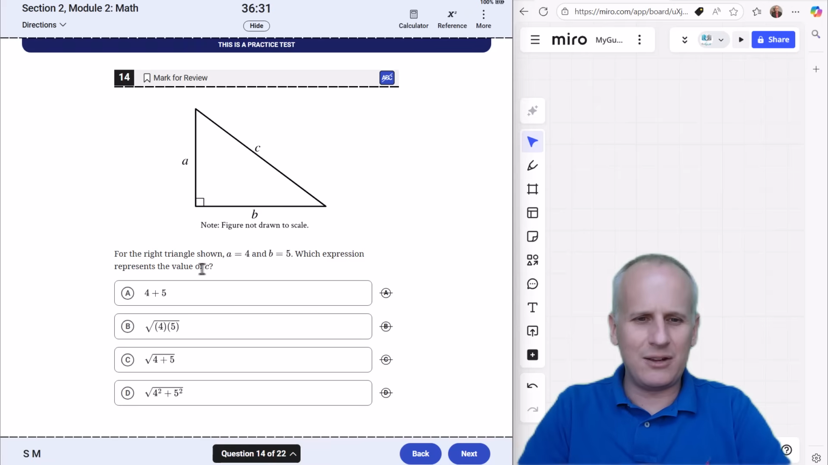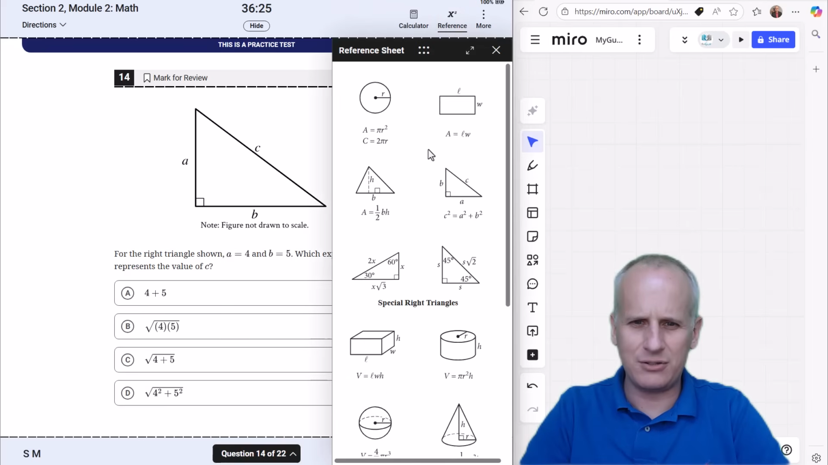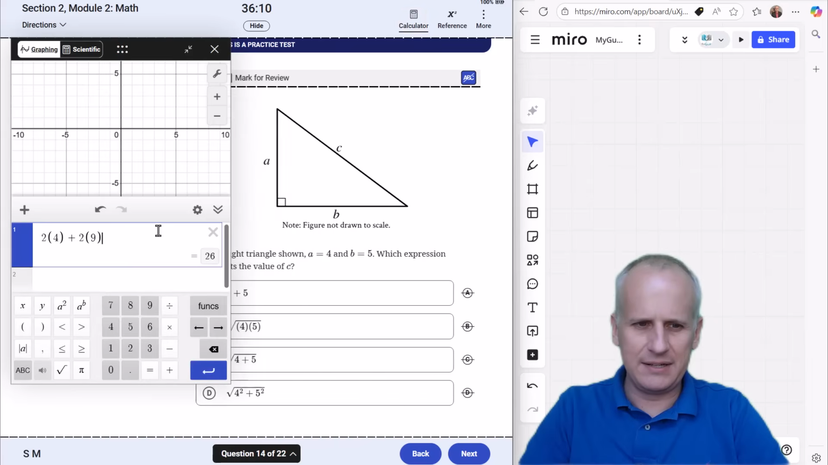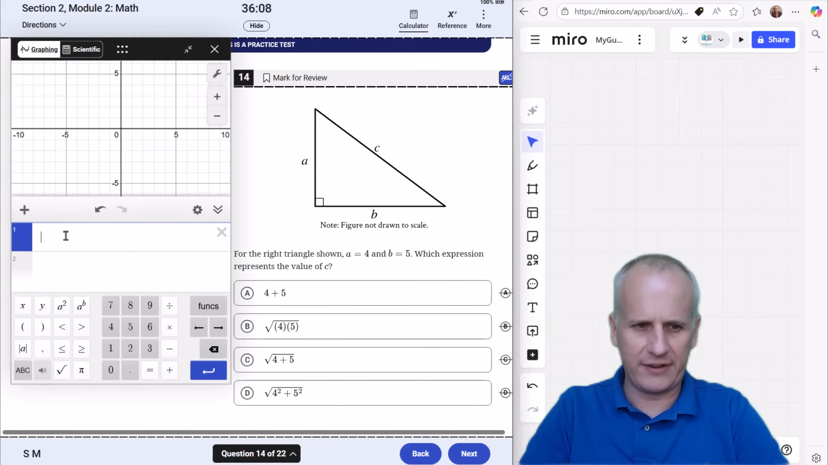Here we've got a question asking for the value of C. We should know, but if we don't, we can come back to just how the Pythagorean theorem works, kind of illustrated by our special right triangles, as well as the actual Pythagorean theorem here. We know that the hypotenuse C squared is going to be equal to A squared plus B squared.